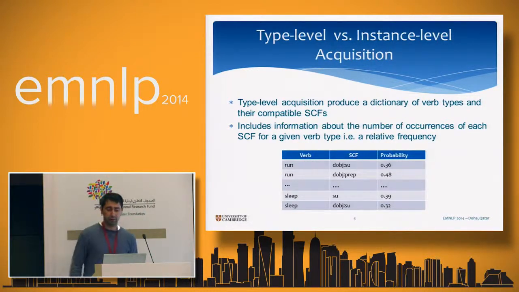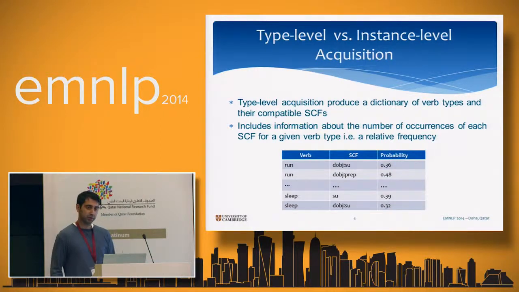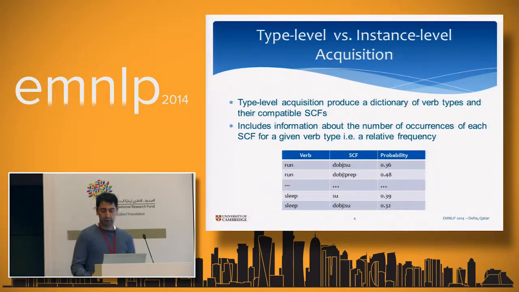Type level works by taking an entire corpus and generating a lexicon, a dictionary of every verb and its distribution of subcategorization frames that this verb occurs in, along with a measure of either relative frequency or probability. So for example, in this table here, we have the word run, and we have different subcat frames that occur with this word run and different probabilities. And generally a parser would use an output like this by selecting the most common subcat for that particular verb.